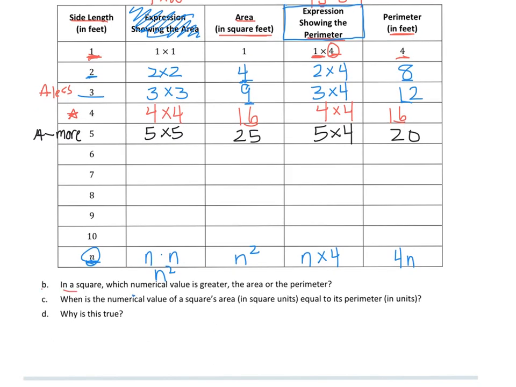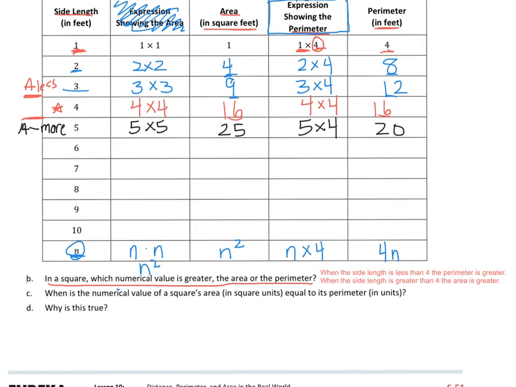For B, in a square, which numerical value is greater, the area or the perimeter? Well, we're seeing that the area up here, when it's less than 4, a side length of less than 4, the perimeter is greater. When it's a side length of more than 4, it's the area. So that's what I'm going to put down for B. And there's my statement for A. When the side length is less than 4, the perimeter is greater. When the side length is greater than 4, the area is greater.